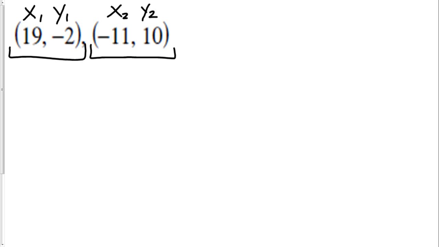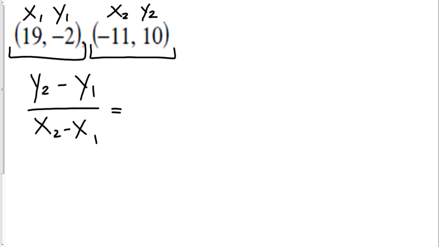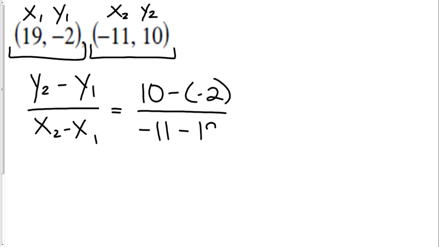So now we can go to our equation, y2 minus y1 over x2 minus x1, and just plug our values in. So y2 was 10, y1 was negative 2. On the bottom, x2 was negative 11, x1 was 19. When we simplify that, remember that if you subtract a negative, that becomes adding a positive. So 10 plus 2 becomes 12. Negative 11 minus 19 is negative 30. Always simplify.